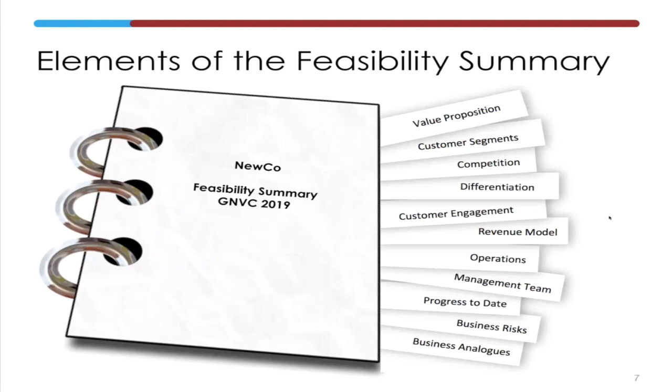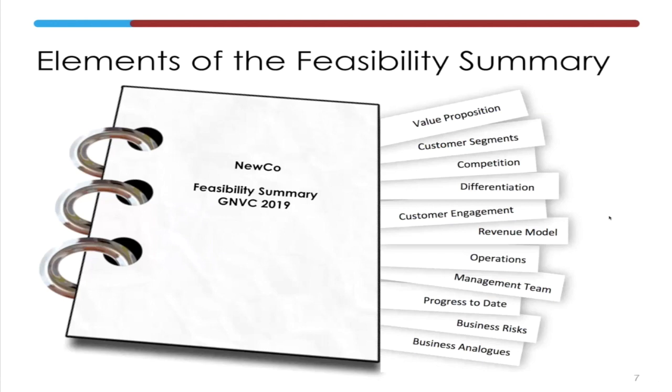So a feasibility summary, think of a feasibility summary as a mini business plan. The mini business plan is designed to give you a sense and give us a sense of what the business is you're thinking about before you do all of the work of actually writing an official business plan. So it's a shorter version of a business plan where the thinking may not be as well developed or in as much detail, but we're trying to assess whether or not there's a real potential for a business here.